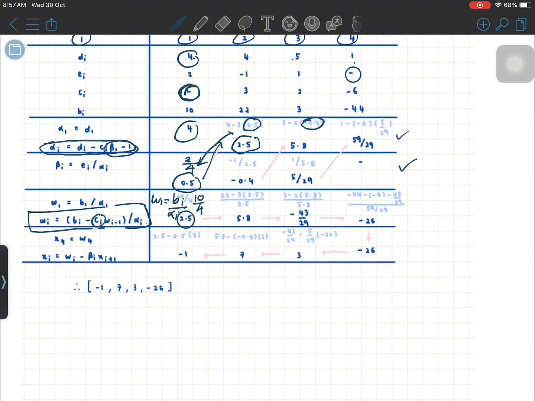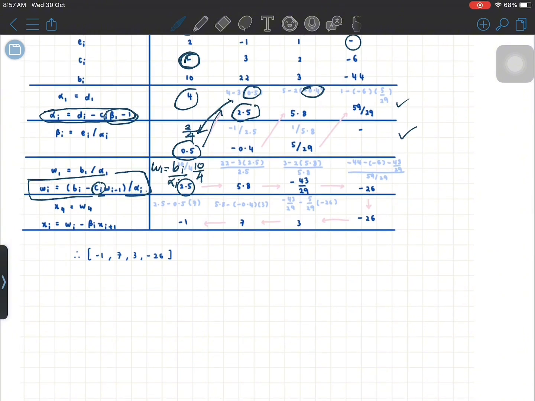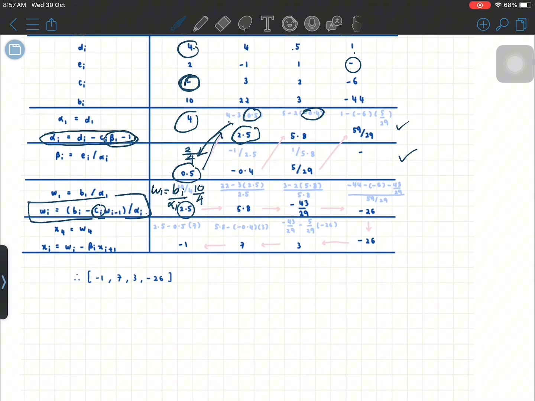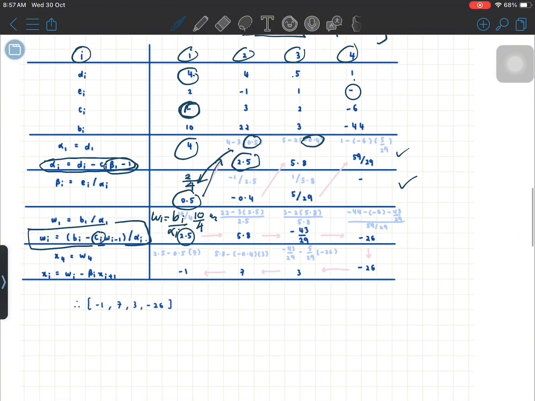So for the next W, we can find it using the normal equation, since we have all the components now, and use the latest information of each component. Basically like this, for W2, we use the value of B2, which is 22, minus C2, which is now 3, times W, I minus 1, where I is 2, minus 1 is 1, so W1 is 2.5. We insert the value of 2.5 in here, over 2.5, which alpha 2 is also 2.5 here. So we end up getting 5.8. Same goes to the next iteration.